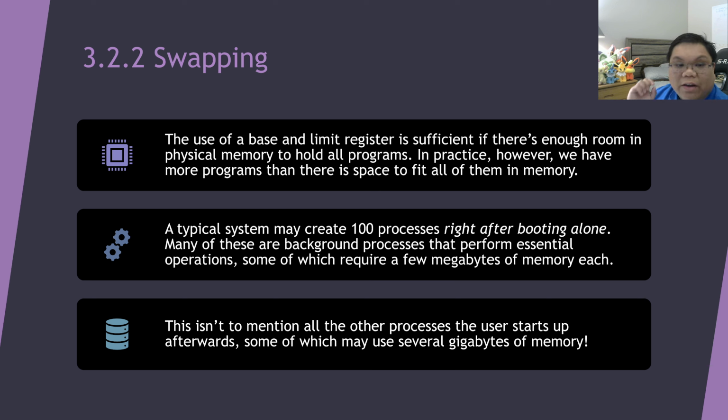So the issue here is we need room for all of our processes. But if we run out of room for our processes, then we can't run any more processes. Or can we? What if we could just take one of these processes, save the memory contents, put that somewhere safe so we can make room for another process? That is the idea behind swapping.